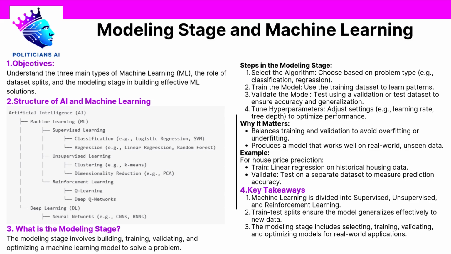In summary, we've explored the structure of AI and machine learning, delving into supervised, unsupervised, and reinforcement learning. We've also covered the four steps of the modeling stage: selecting an algorithm, training the model, validating it, and optimizing hyperparameters. Finally, we discussed the importance of train-test splits to evaluate a model's generalizability. Machine learning is a fascinating field that bridges theoretical knowledge with practical applications. Whether you're detecting spam, predicting house prices, or training a robot, understanding these foundational concepts is essential to success.